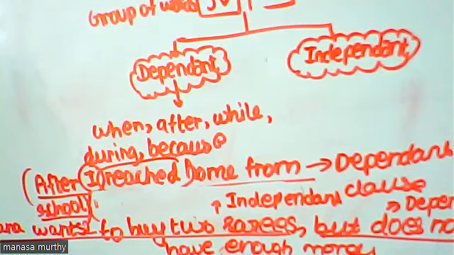A dependent clause often starts with words such as when, during, while. In the sentence, while I was driving the car, my friend fell asleep. My friend fell asleep, that is an independent clause.